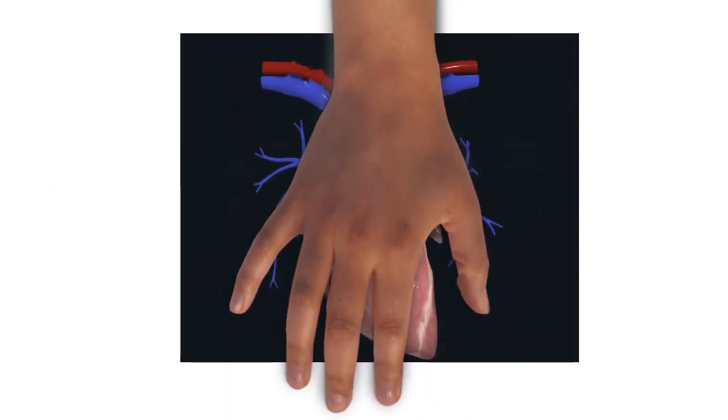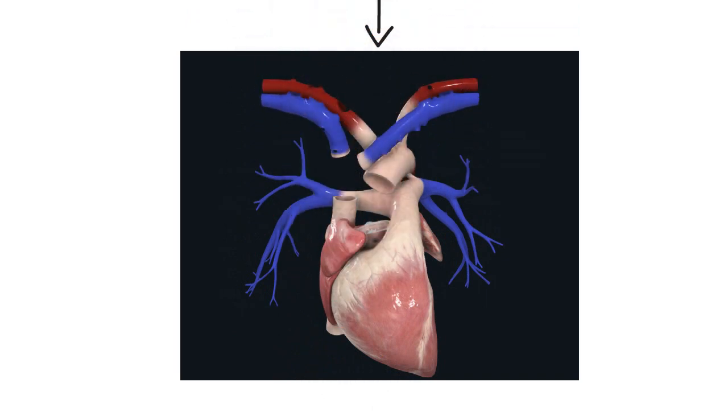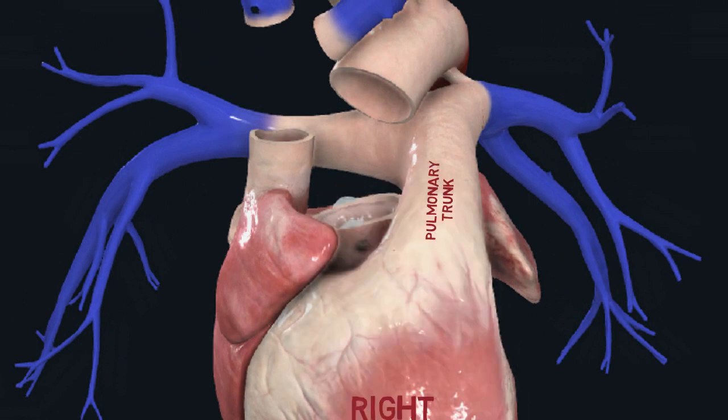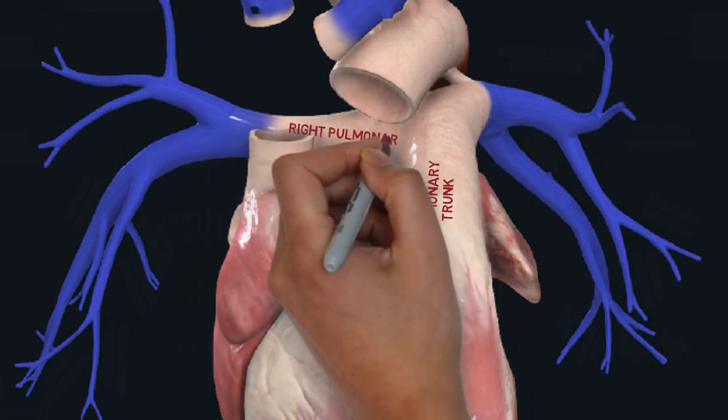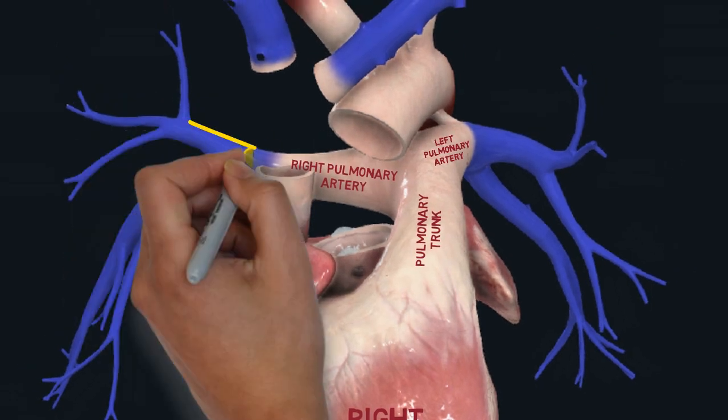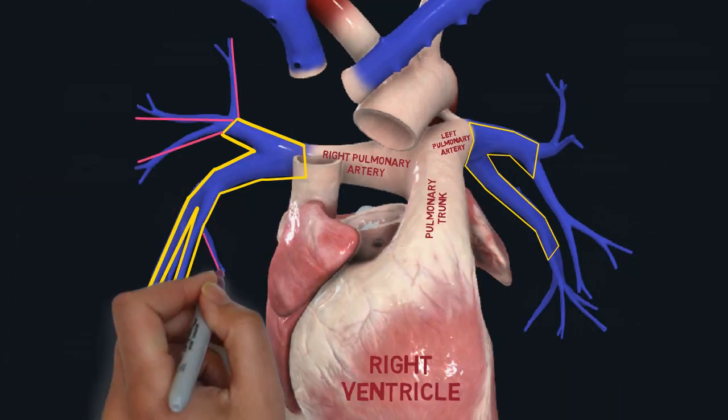Let's look at the first one, the pulmonary circulation. From the heart's right ventricle, it carries the deoxygenated blood through the pulmonary trunk before it branches to both right and left pulmonary arteries. Note that in this picture, the pulmonary arteries and its branches are those in blue to indicate the blood that they carry, which is deoxygenated.